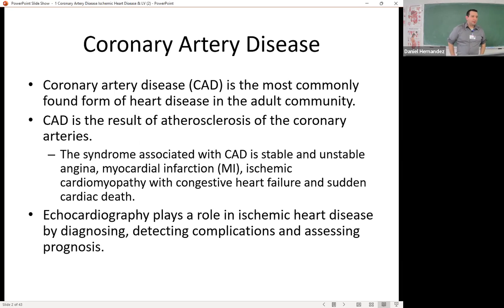So again, coronary artery disease. This is the most commonly found form of heart disease in the adult community, particularly here in the United States. Coronary artery disease seems to be like a rite of passage for a 50-year-old male entering into their golden years: have you had a bypass yet? Seems like everyone is getting a double bypass, triple bypass, coronary bypass surgery as they age, because it's just so prevalent now here in the United States.